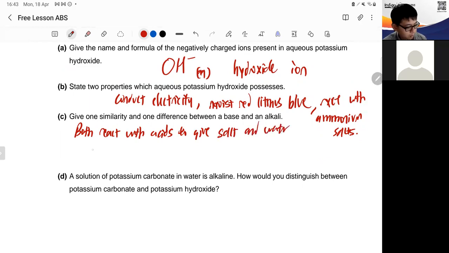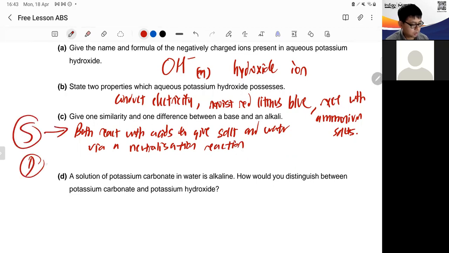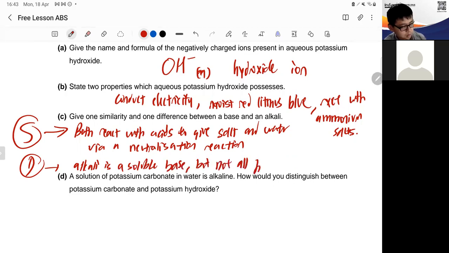Water, okay, make it more complete via a neutralization reaction. That is a similarity because they both react the same way. The difference is that one is soluble and one is not necessarily soluble. So alkali is a soluble base, but not all bases are soluble. And so what am I saying? I'm saying that alkali confirms soluble. Some bases may not be soluble. Hope this is fine.